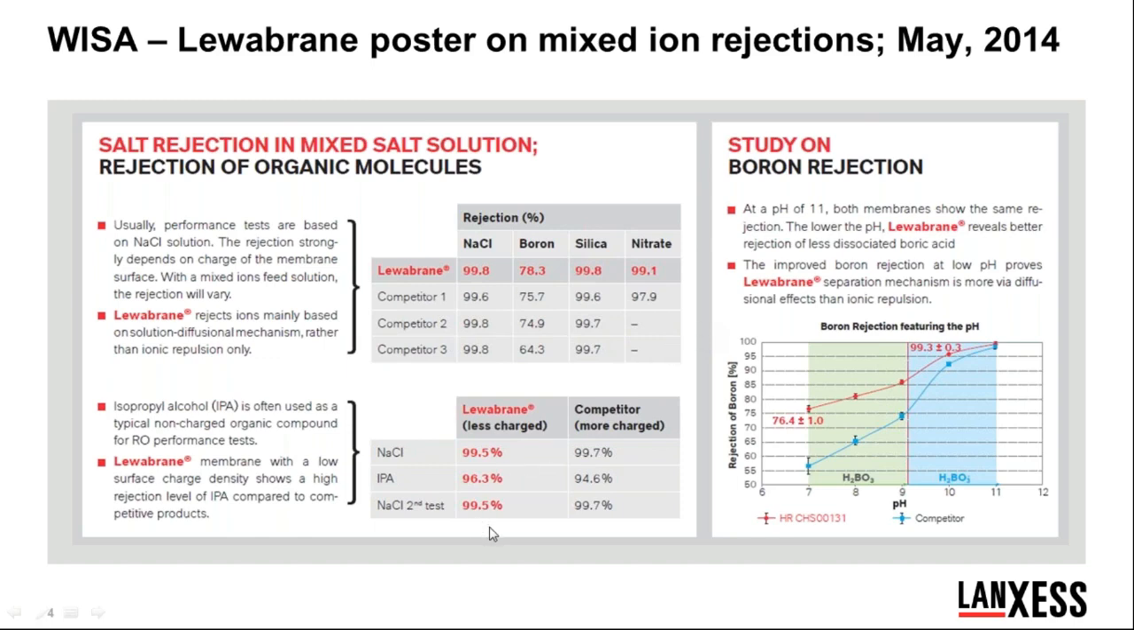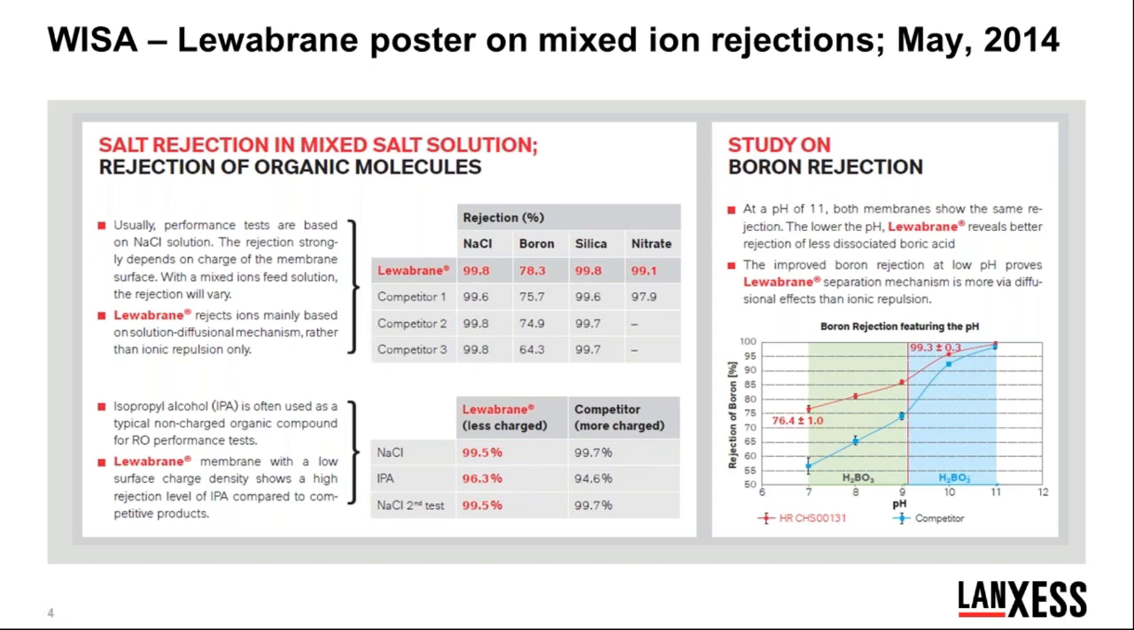If I move to the bottom of this slide, I'd like to talk a little bit about this piece of data right here, where we actually challenged the membrane with 100 parts per million of IPA. In this case, we first test the membrane for sodium chloride rejection, and you can see LewaPlus is on the left, a competitor is on the right, but you can see for sodium chloride, the competitor has a higher rejection. But for IPA, the rejections are reversed. The LewaPlus has a higher rejection.